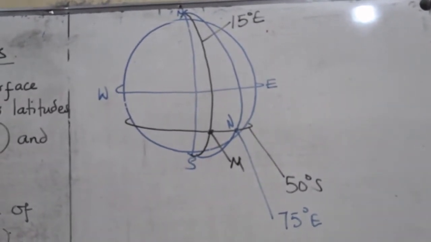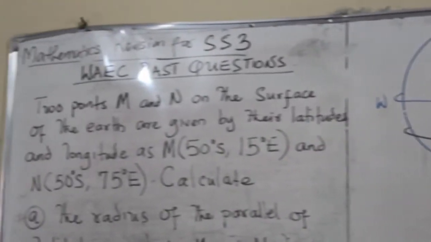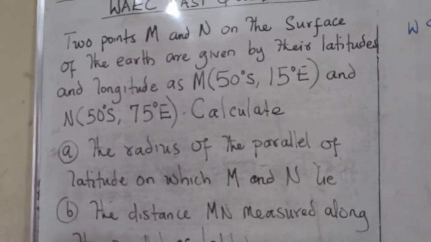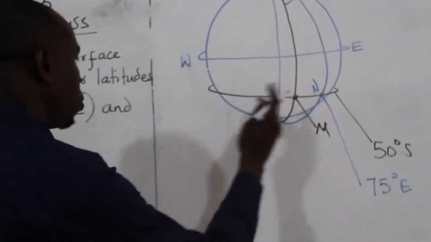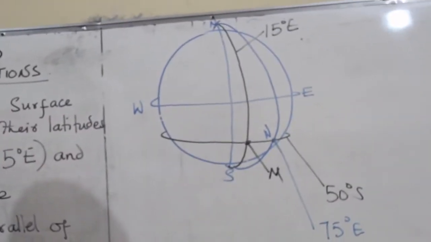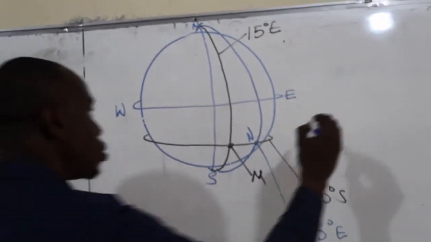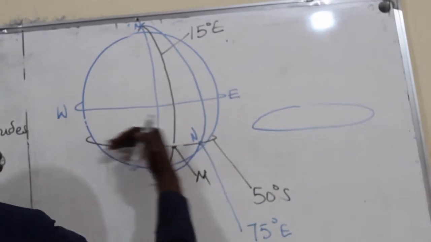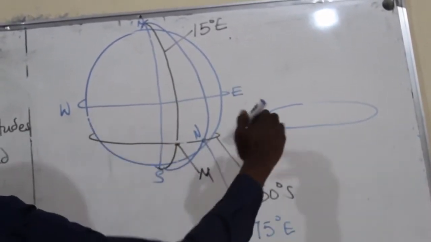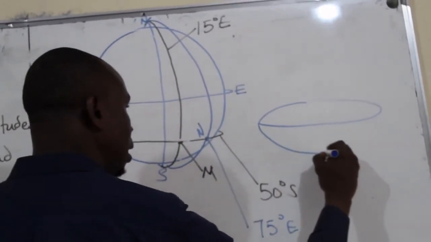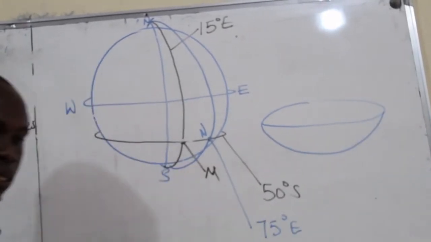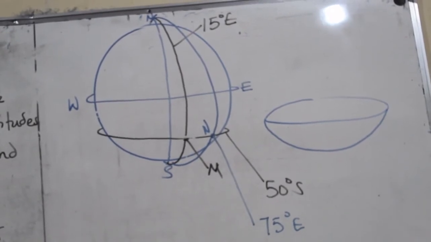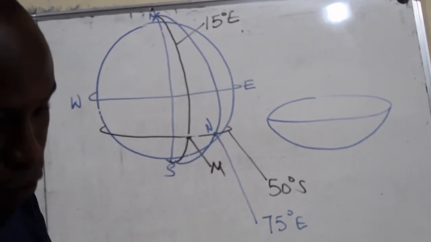So what next am I asked to find? Having drawn the diagram, they're asking us to find the radius of the parallel of latitude on which M lies. They mean the radius of this circle. Supposing this circle is cut into 2 equal halves, it's going to be something like this. If I cut this portion of the world according to this latitude that I've drawn, it will come out as something like this. It's not as big as the entire section of the world. It's not as big as cutting an orange or cutting this globe from the middle.